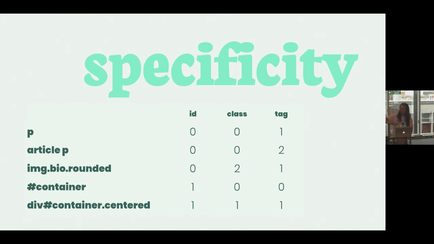The next one is article space P. How many IDs? 0, right? How many classes? Again, 0, but there's 2 tags. If I have a paragraph, and I have a paragraph that's inside of an article, the paragraph that's inside of an article is more specific. That's a more specific selector. So that style would be applied, even though there's another P selector up there that could have been applied otherwise.